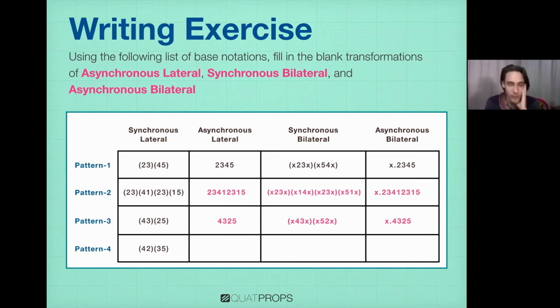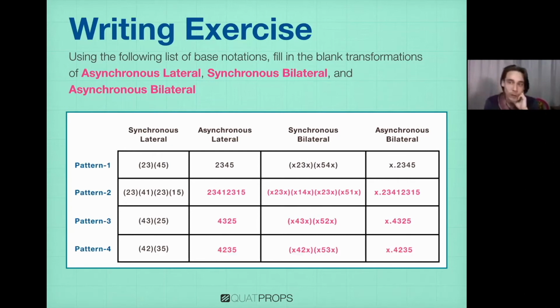For pattern 3, we have the synchronous lateral is 4325. And then for asynchronous lateral, we remove the parentheses, 4, 3, 2, 5. For synchronous bilateral, the parentheses come back. We put the X's before and after each number, and we reverse the second number. So it's 43, 52, right? As opposed to 43, 25. And the only thing that's telling us is the order of the hands. And then for asynchronous bilateral, X, 4, 3, 2, 5.